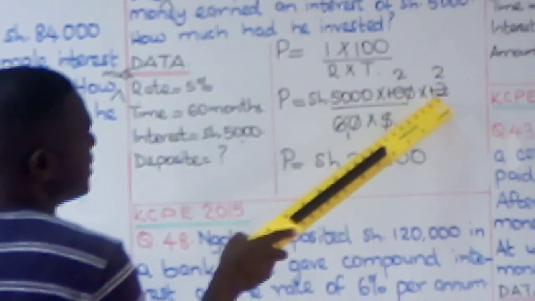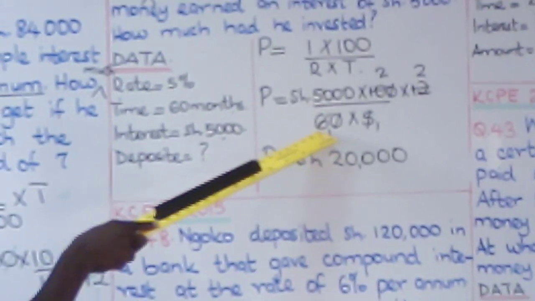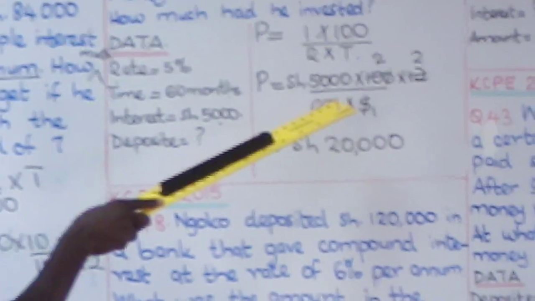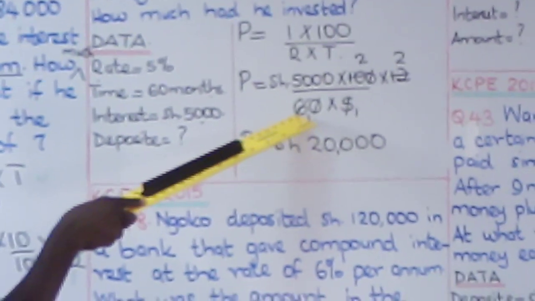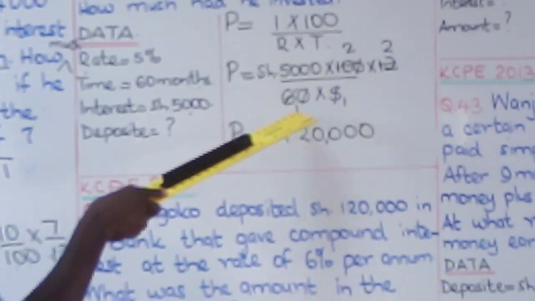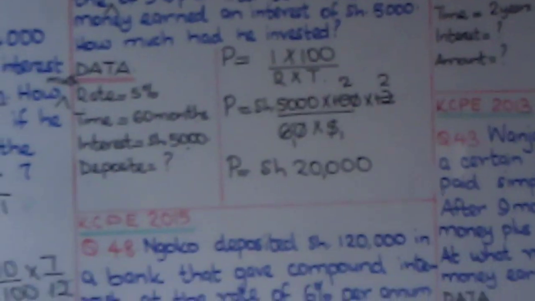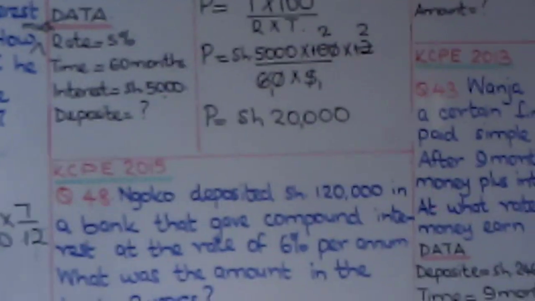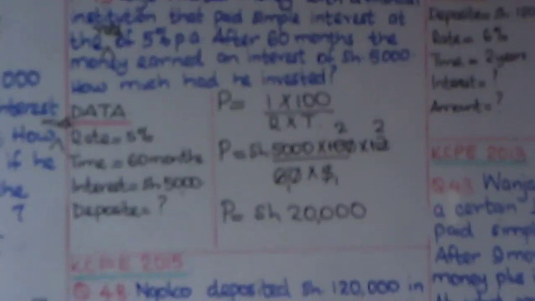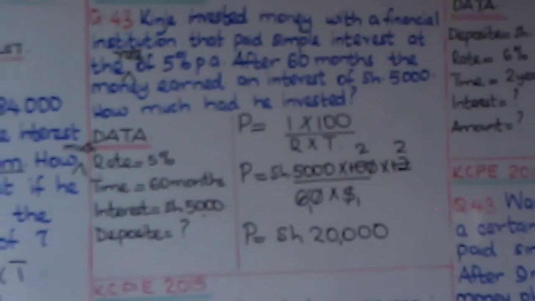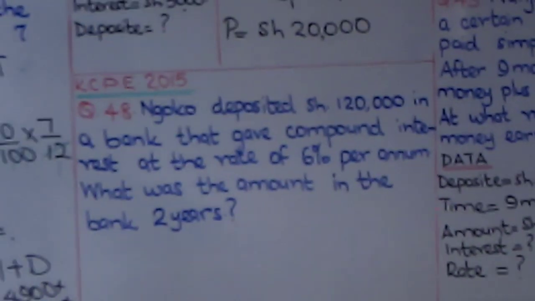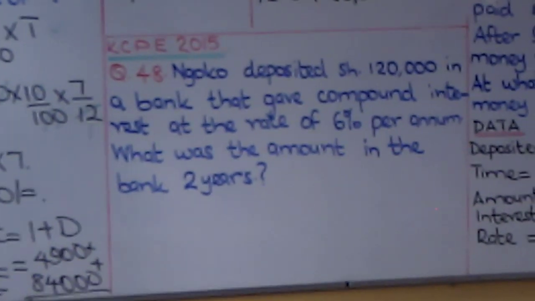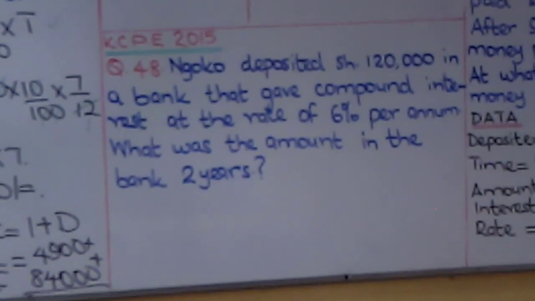Essentially, it's 60 divided by 12, right? When you follow up the operation, we'll find that after doing the right operation, 12 will go up while 6 remains down, in the principles of dividing fractions. Thank you. That is another question that would be asked on simple interest. All right? Let's look at question number 48 of KCPE 2015.